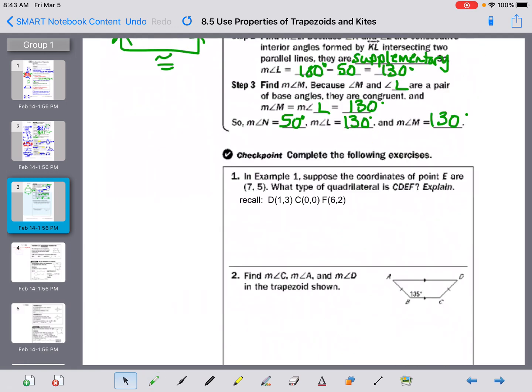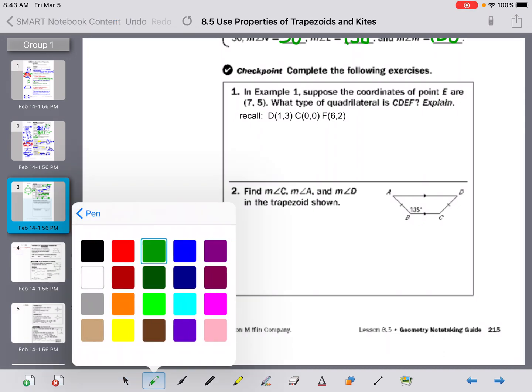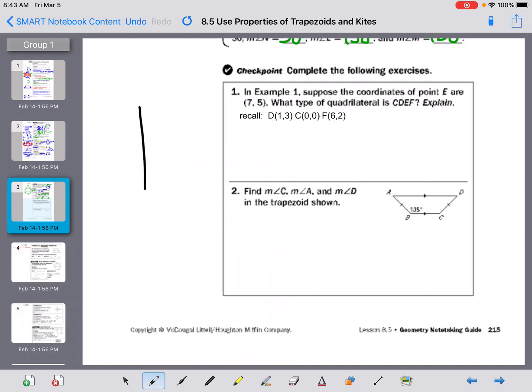All right, moving on to number 1 down here. It says in example 1, and if you look back, that was on the second page of notes. They drew that picture. So I'm actually going to try to sketch this one because I think it's going to be easier to have the graph. Everything's in the first quadrant. So 1, 2, 3, 4, 5, 6, 7, 8. I think that's enough.